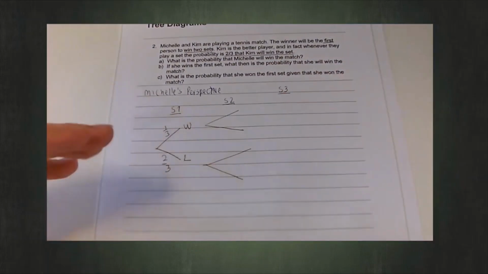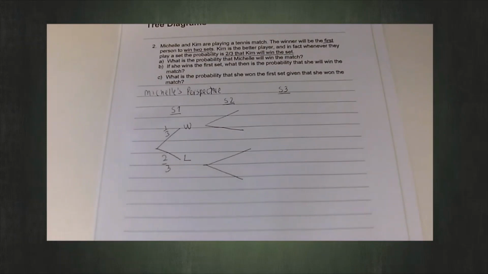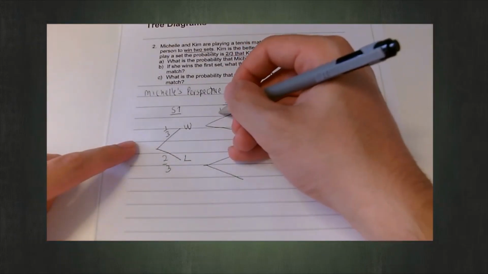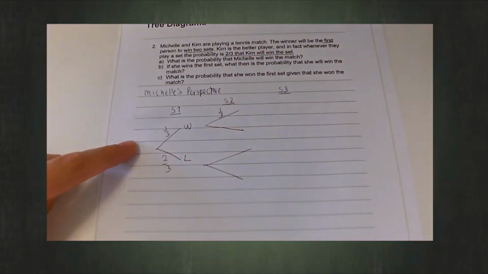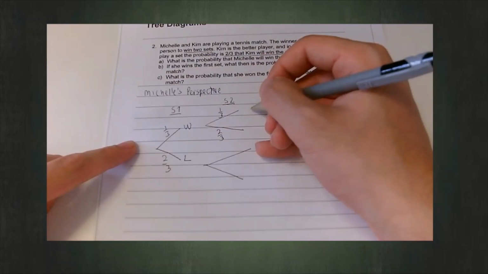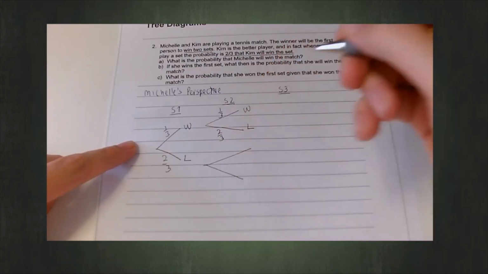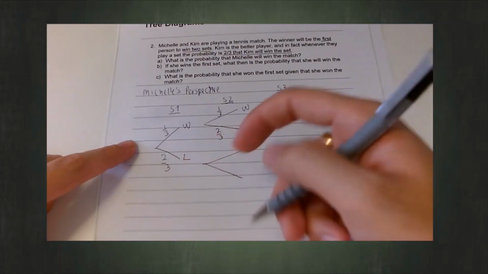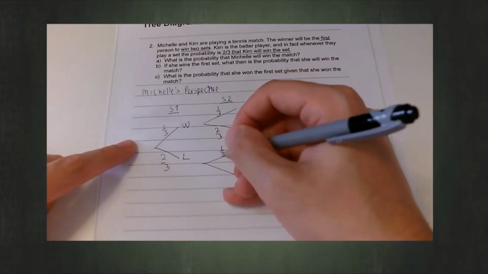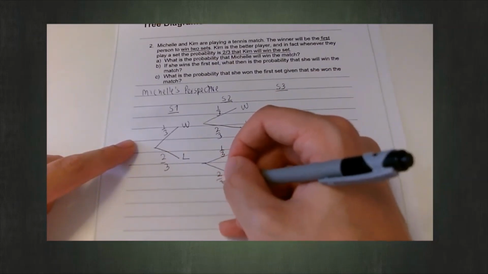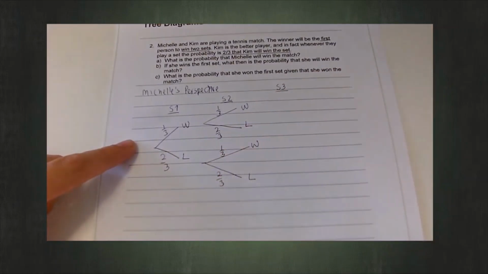So obviously, after they played one set, they'll play another set. And if Michelle wins a second time, that probability is still 1/3. And if she loses, then that probability is still 2/3. Okay. Likewise, if she loses the first set, she could win the second one, but she could also lose the second one as well and lose the match.